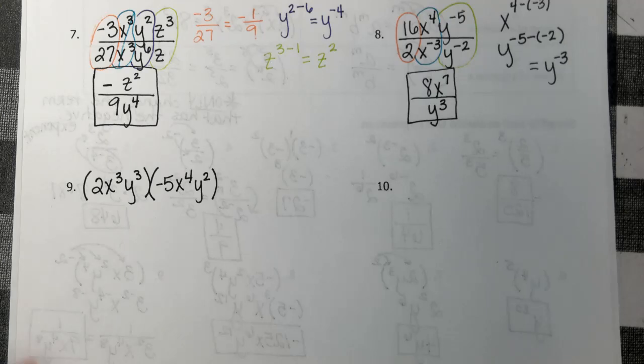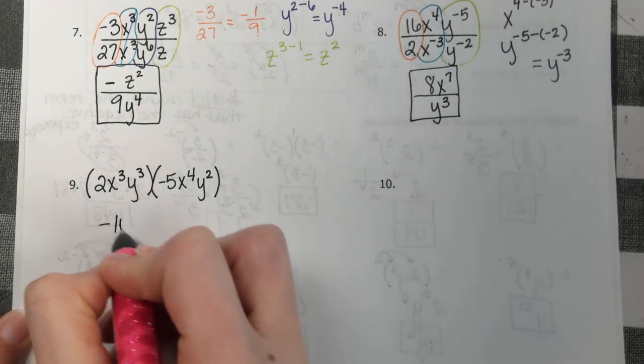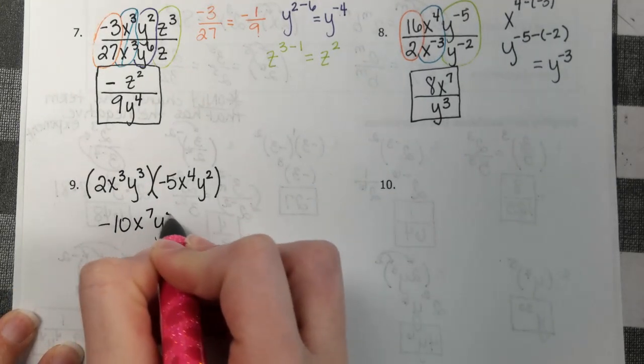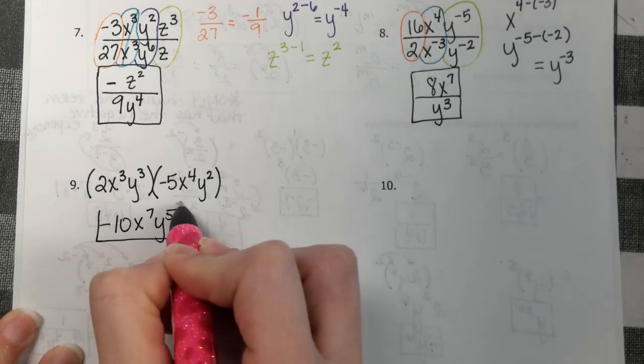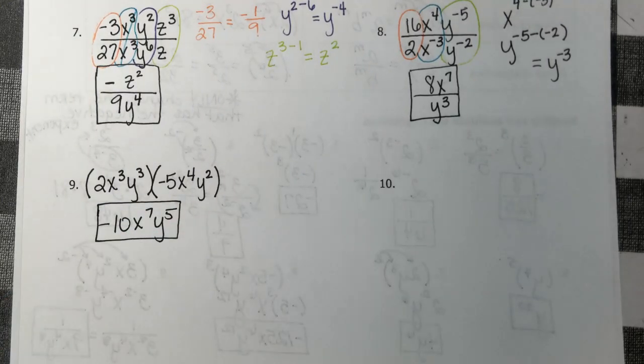Okay, what's your answer? Negative 10, x to the 7, y to the 5th. Very good. Okay, you only multiply like terms. Okay, are we good to do number 10?